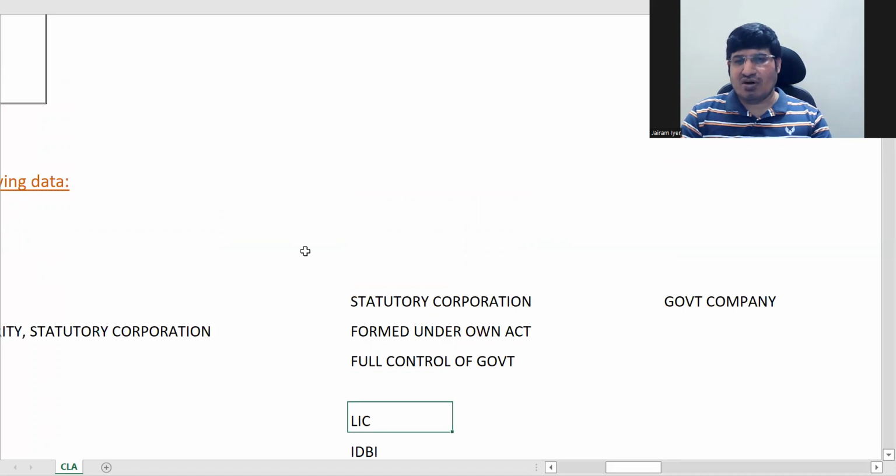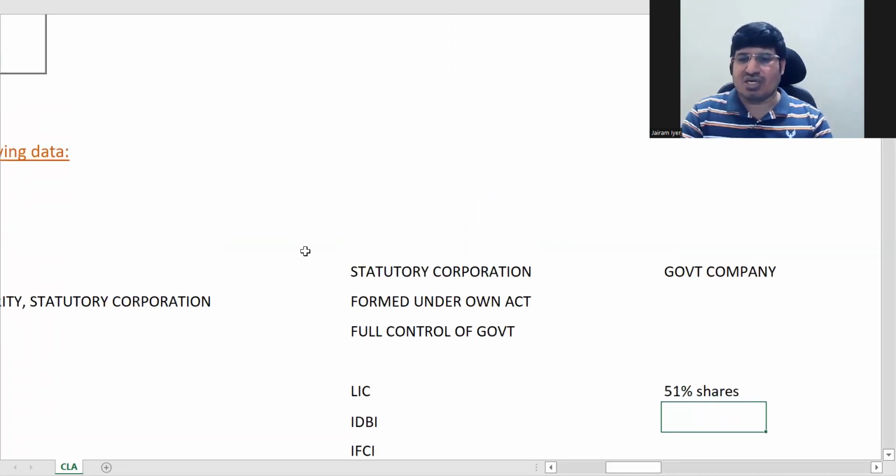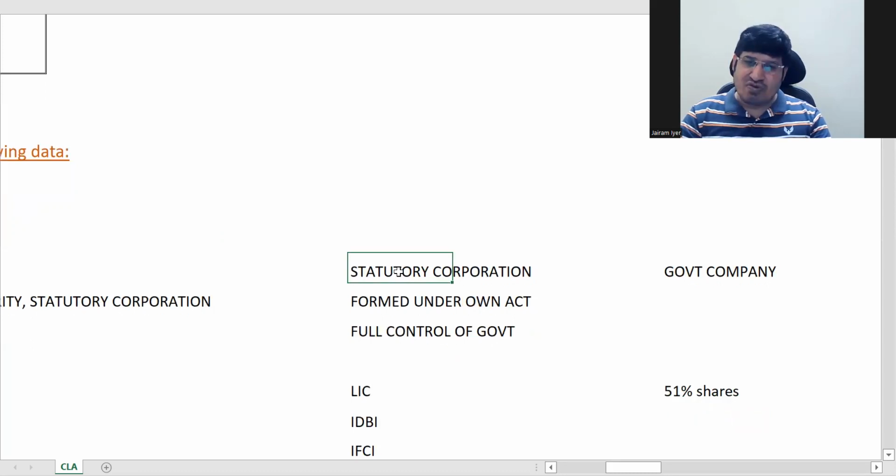The government company is not formed under an act of parliament, but the government has undertaken 51% shares. So it has full control over this also. But this is the difference. Here it is formed through an act of parliament. Here, if the government chooses to take over any company by acquiring 51% shares, it will become a government company.